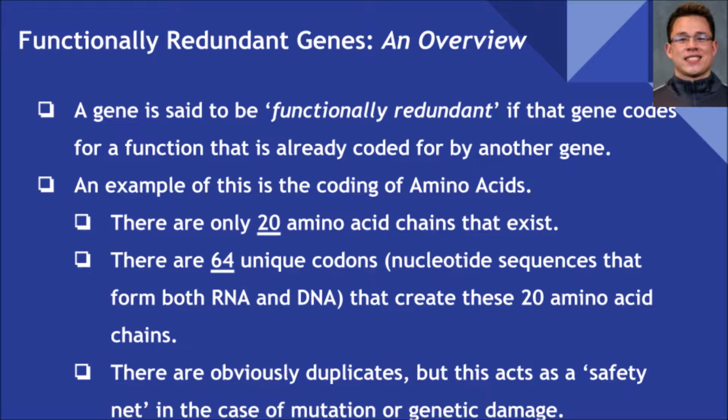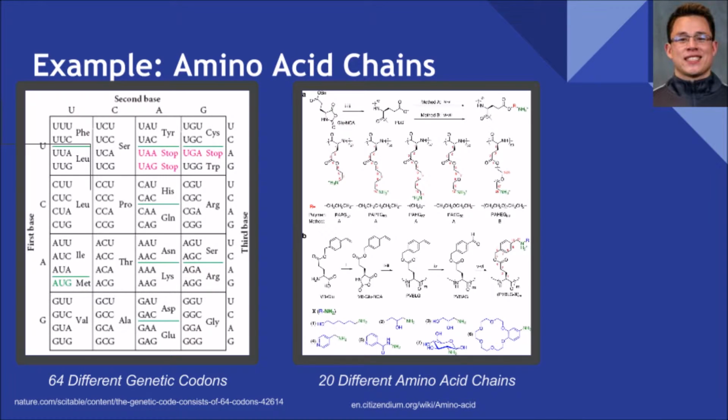Since 64 is bigger than 20, there are obviously duplicates, but this acts as a safety net if there is damage or a genetic mutation in one of the codons. As you can see in this slide, this is a visualization of the last example. On the left, you can see all 64 codons, and each combination of those 3 letters is a codon. There are 64 different combinations of 3. On the right, you can see the 20 different amino acid chains, and those are all made up by the codons seen in the left picture. So there's obviously the overlap, as I mentioned.